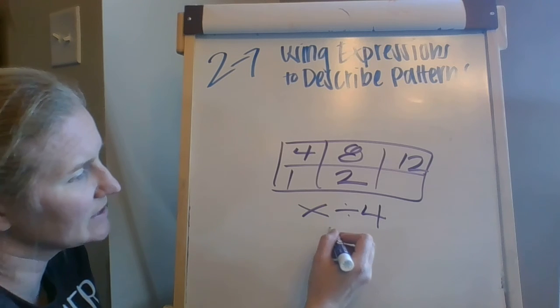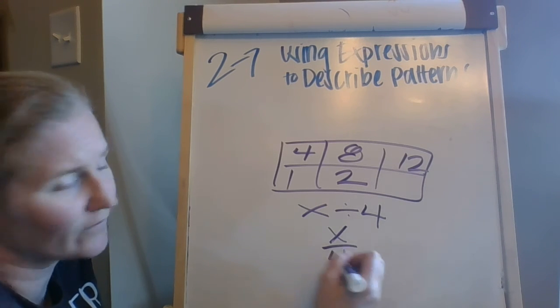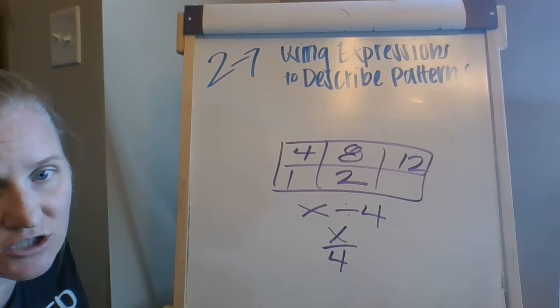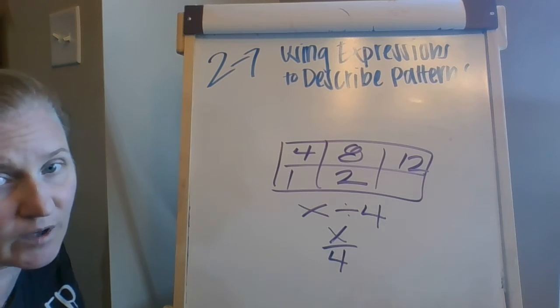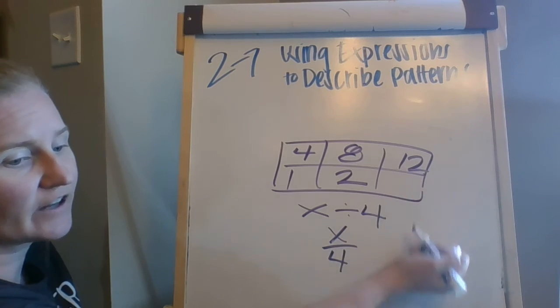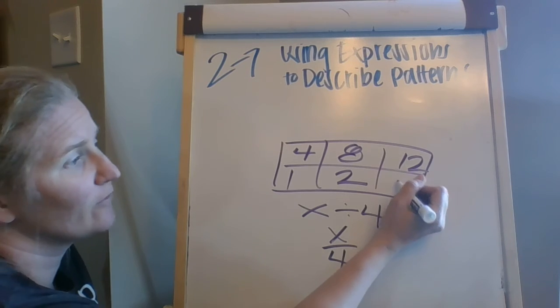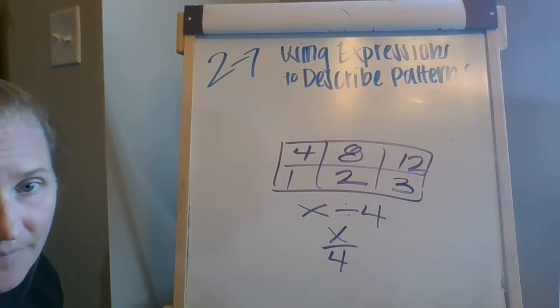You guys, you also might see something like this, x over 4. Same thing, as that's just showing our division. So both of these ones would work just fine. And then we have to fill in our last spot. 12 divided by 4 is going to be 3.